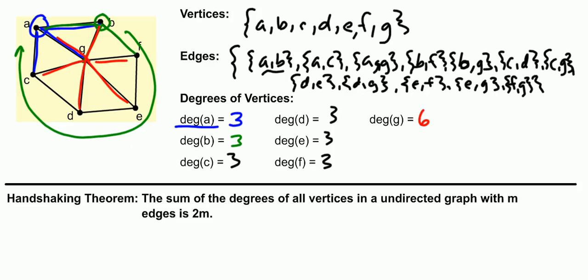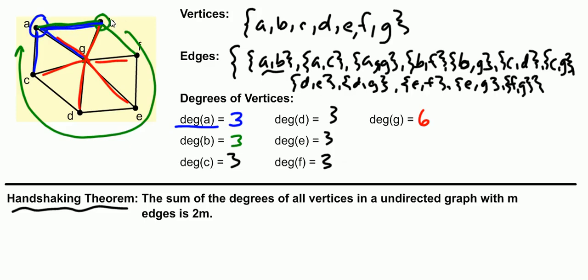Now, one of the important theorems that deals with edges: if you take a look at the picture we have over here, you can see that the edge from A to B got counted towards A's degree, but it also got counted towards B's degree. Every edge, by definition, connects 2 vertices. So each edge is going to contribute to the total sum of the degrees by 2.